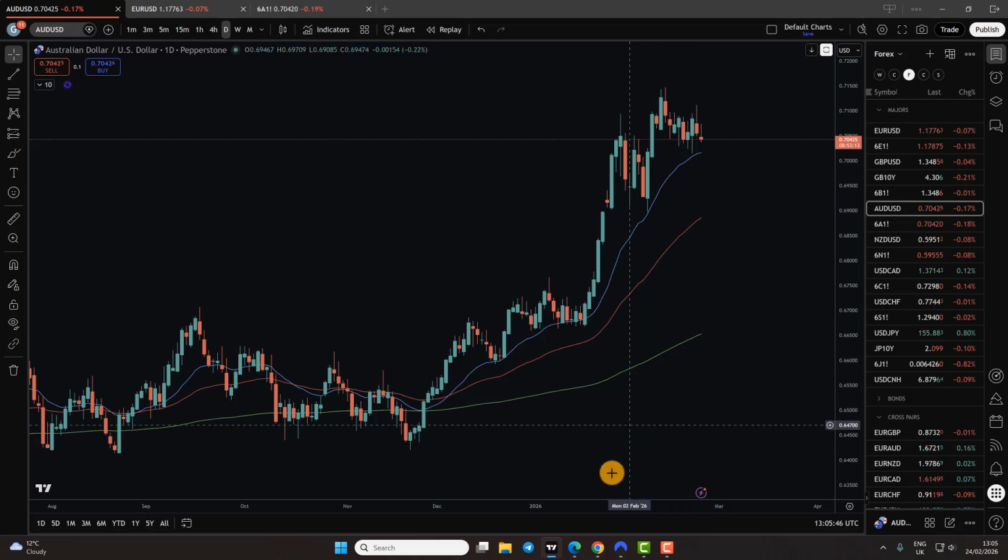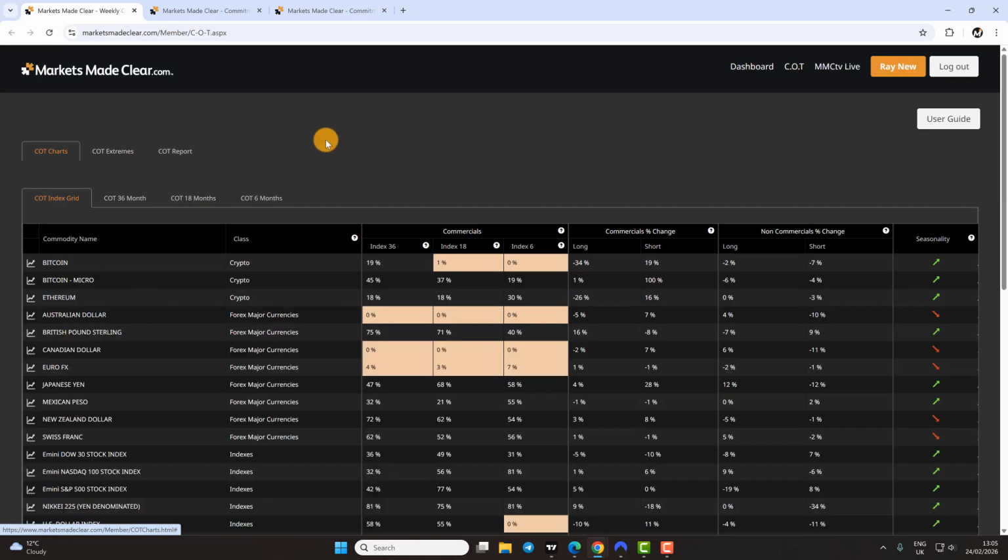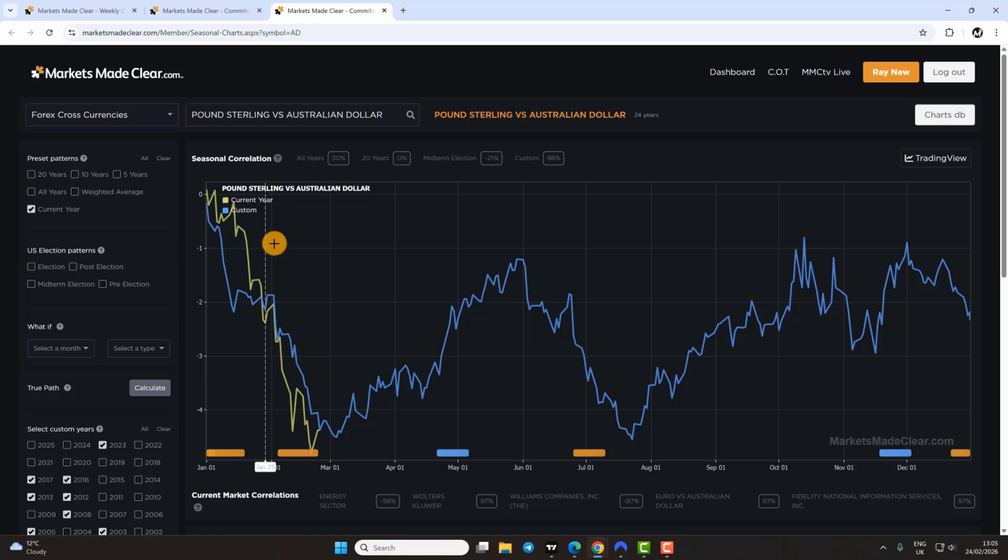Hope that helps. By all means, check out any of the data yourself on the website. We have the Commitment of Traders data there for many major markets. Same too on the seasonal software. Typical historical patterns that you might be familiar with, but advanced features in there as well, so we can start to look for hidden patterns that not many people would actually be aware of.